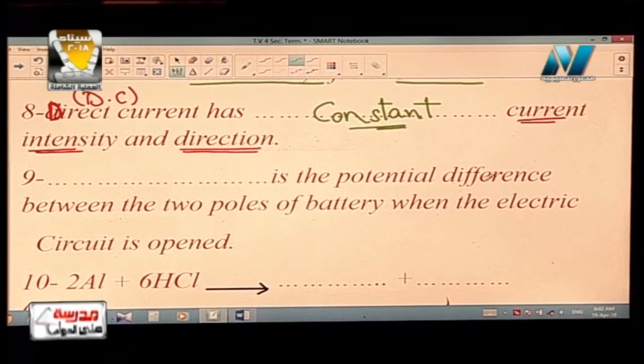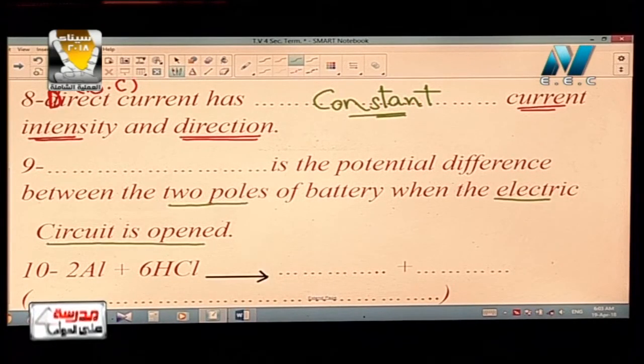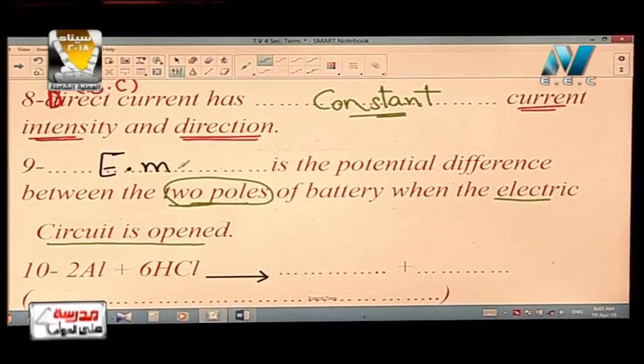Question number 9 بيقول لي is the potential difference between two poles of battery when the electric circuit is opened. When the electric circuit is open, خلي بالنا, between two poles of the battery when the electric circuit is opened. Here we talk about the electromotive force. Electromotive force. Next question as 2Al plus 6HCl.